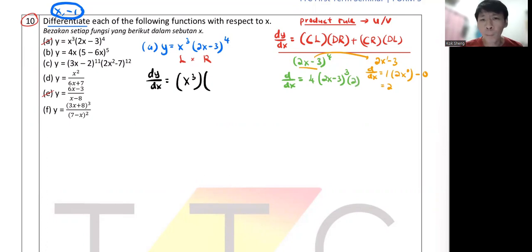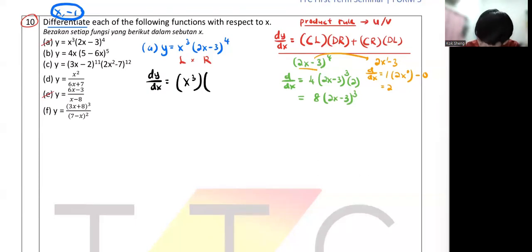This is for the right side. Outside, inside. So then 4 times 2, you get 8, (2x minus 3) to the power of 3. So this is the differentiate right. We just copy back to the working here. I change the bracket first. Okay, first half done. Copy left, differentiate right. The first half is done.